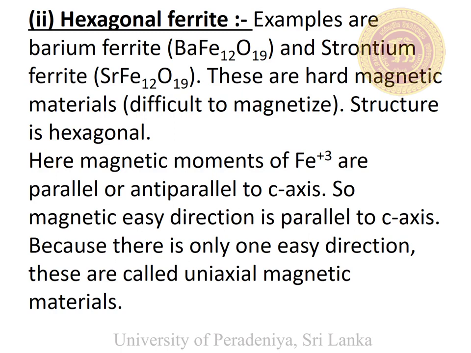The magnetic moments of ions are either parallel or antiparallel to the z-axis. So the magnetic easy direction of hexagonal ferrite is along the z-axis. The diagram of the hexagonal structure is given on slide number 17 in this lecture.